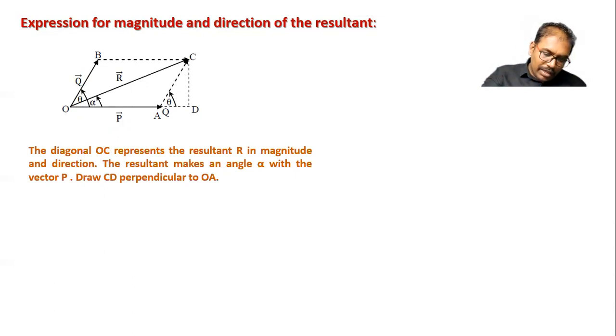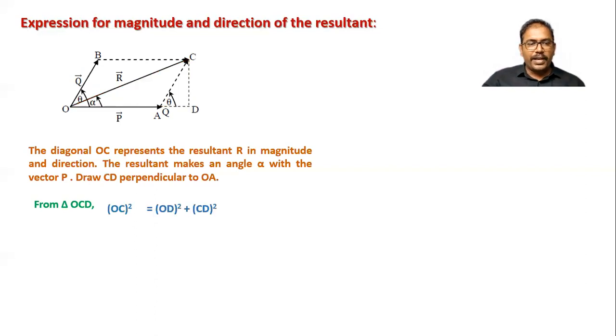Now let me draw a perpendicular line from this point C to the line OA. So this line CD makes a 90-degree angle. Then we get a right angle triangle. From triangle OCD, you can see a triangle named OCD, the full triangle. This is a right angle triangle.